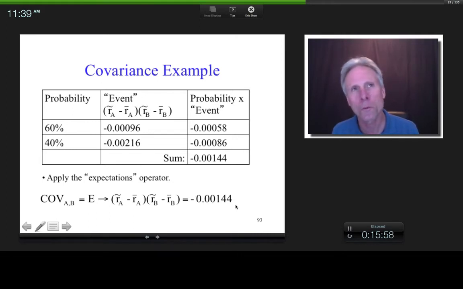Unlike earlier on when we were talking about correlation, where a correlation of minus 1 means that when A goes up by 1%, B goes down by 1%. That you can translate into English. At this point, covariance you cannot translate into English. But like I said, I'm going to make up for that later on.